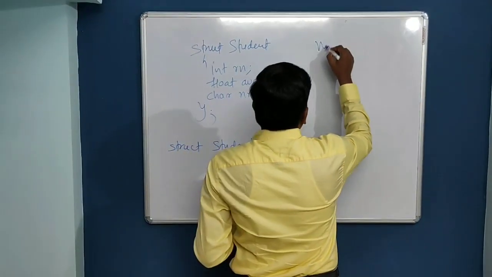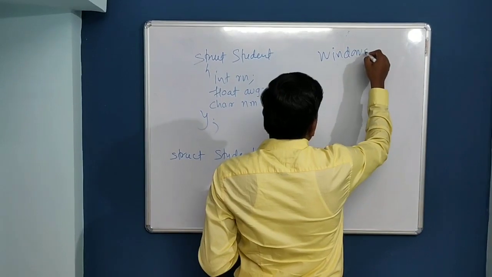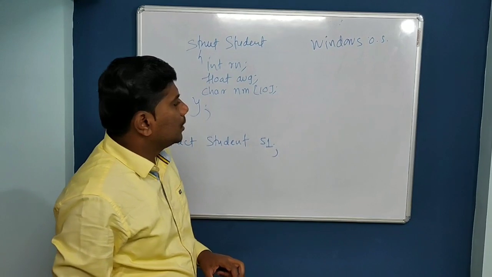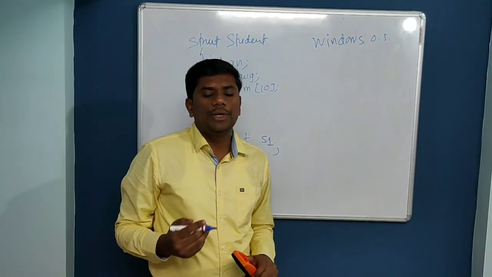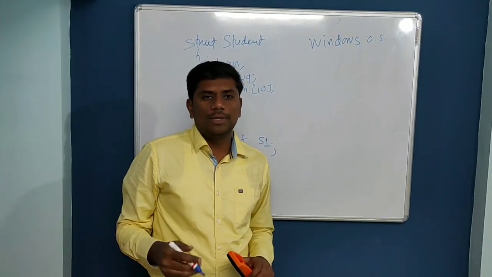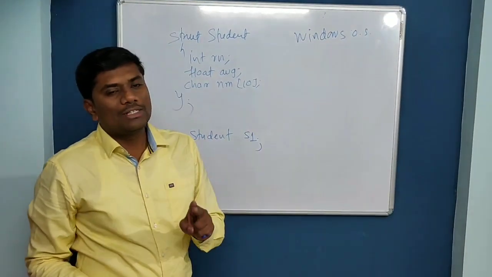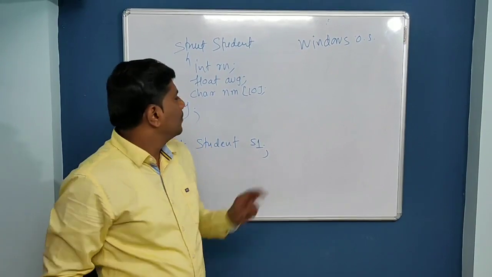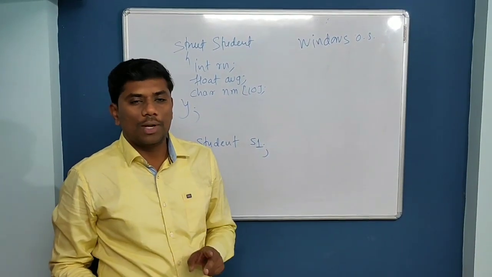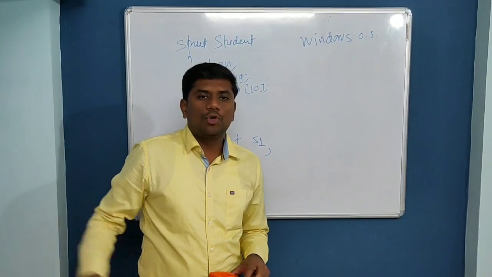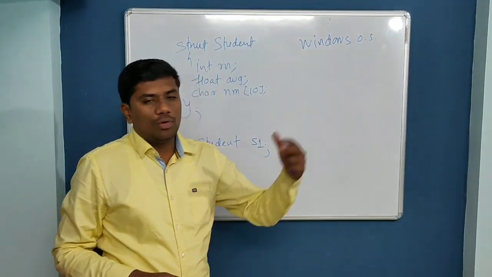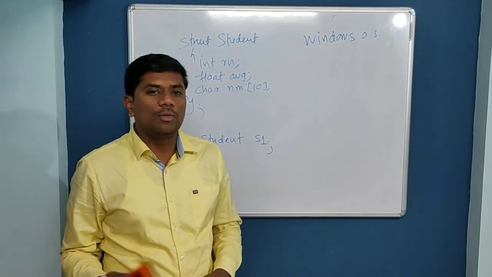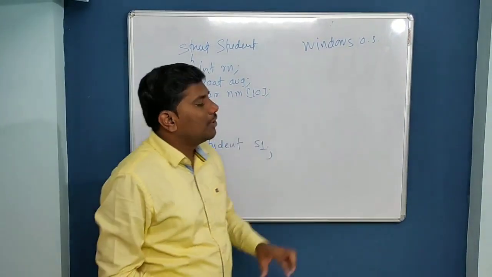If we consider Windows operating system, then you know that if it is 16-bit or 32-bit operating system, then 2 bytes will be reserved for integer, 4 bytes will be reserved for average, and for single character it will take 1 byte. For 64-bit, that scenario will be different. For integer it will be 4, for float it will be 4, and then for character it will be again same. Okay, so consider Windows operating system.